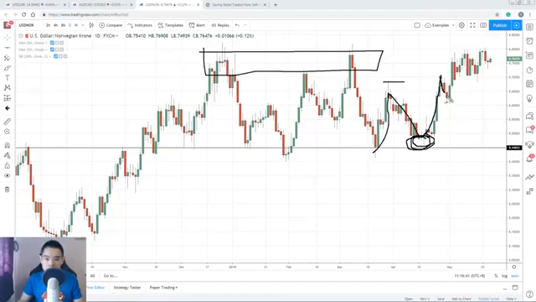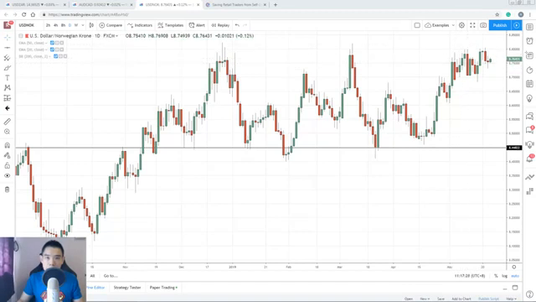Then finally, it does another retracement down lower. It breaks above this high, and now you can reference this new swing low as your trailing stop loss.